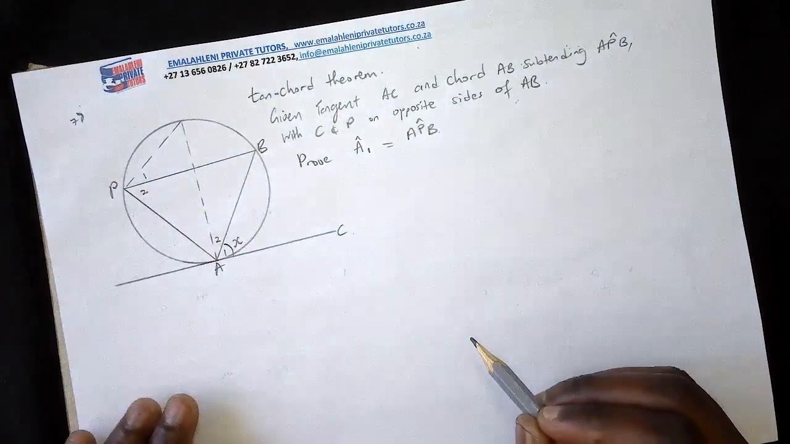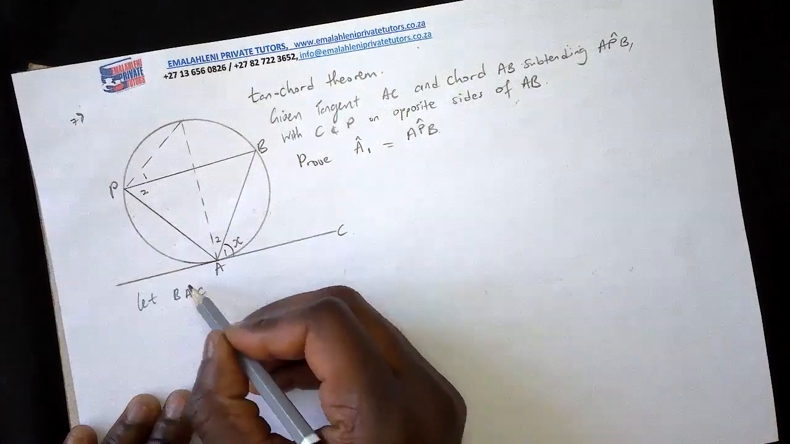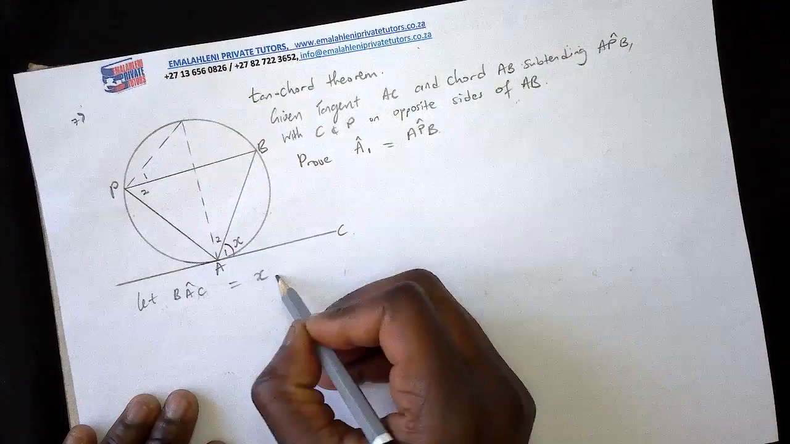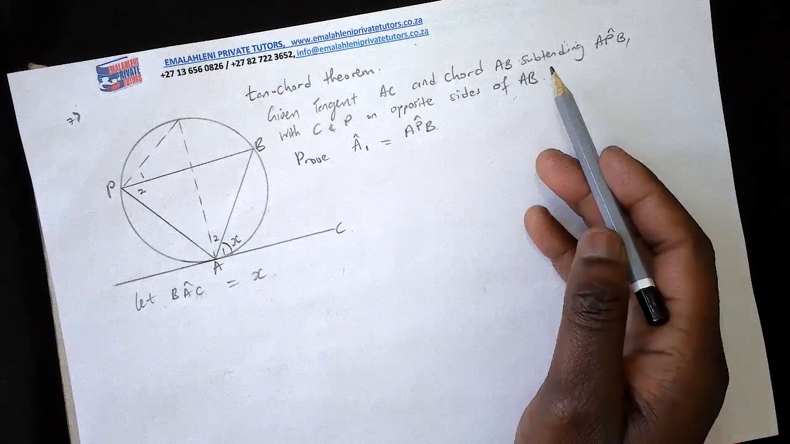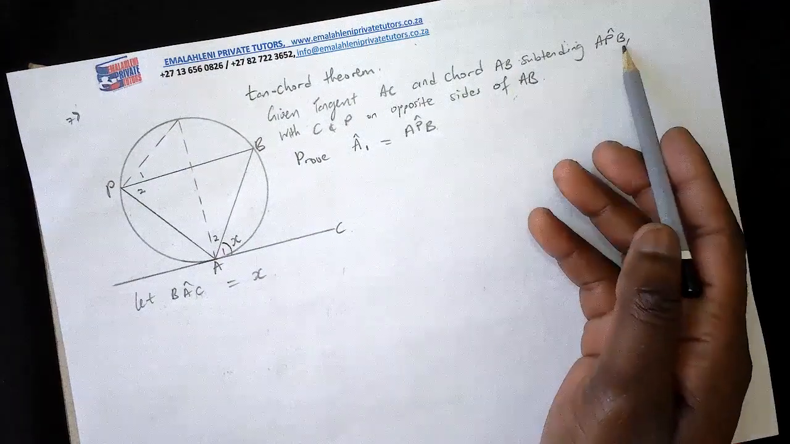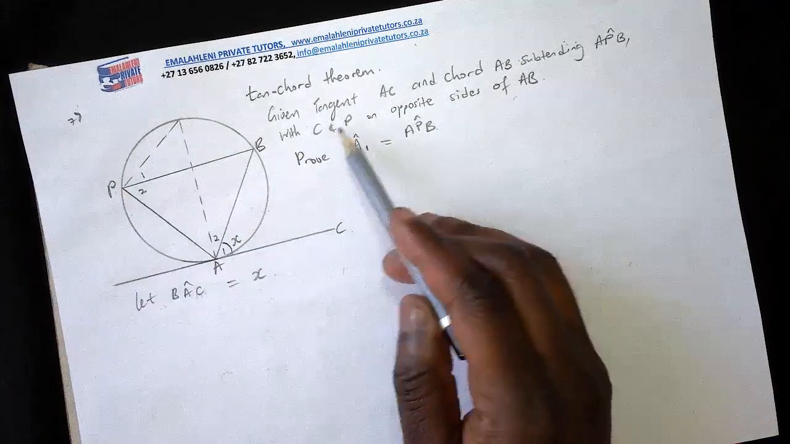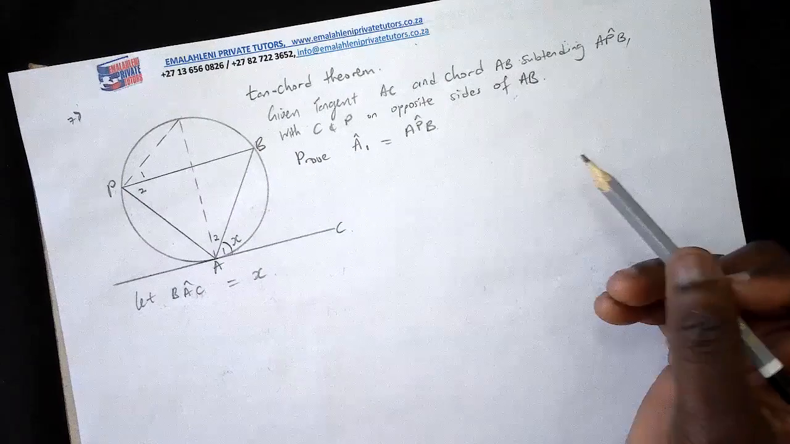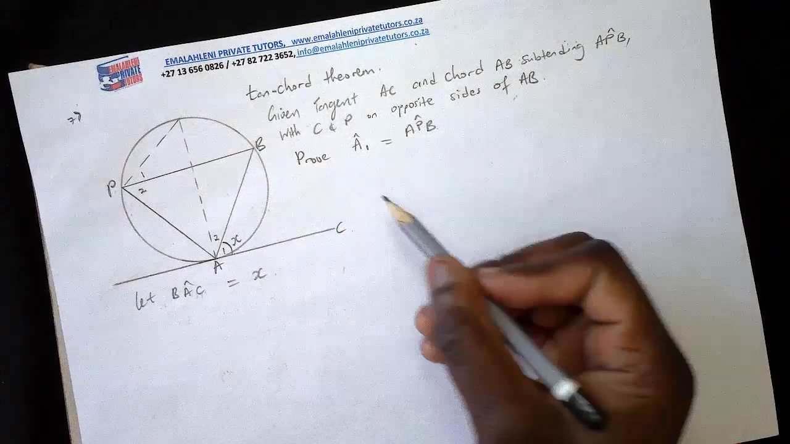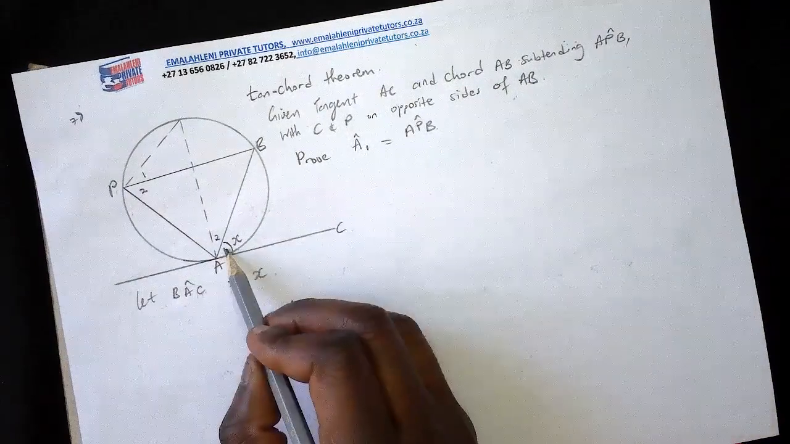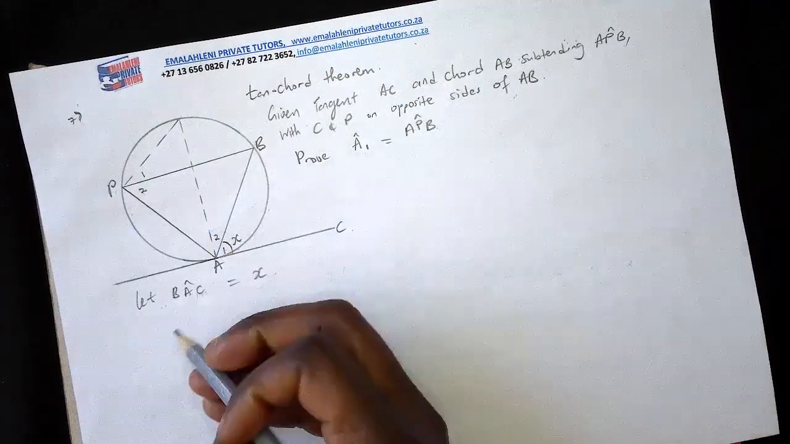Now let's call this whole angle X. Let angle BAC be equal to X. Given the tangent AC and the chord AB, with the chord AB subtending angle APB at P in the opposite segment, we need to prove that A1 is equal to P2, which is angle APB. Now, what are you going to do here?